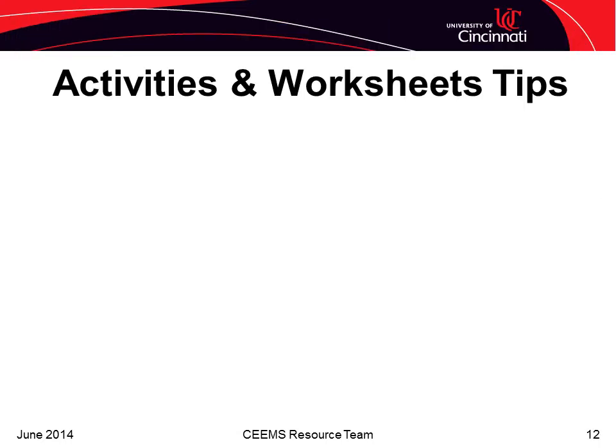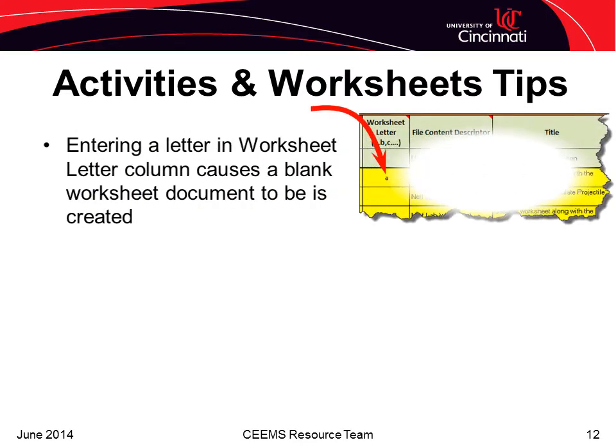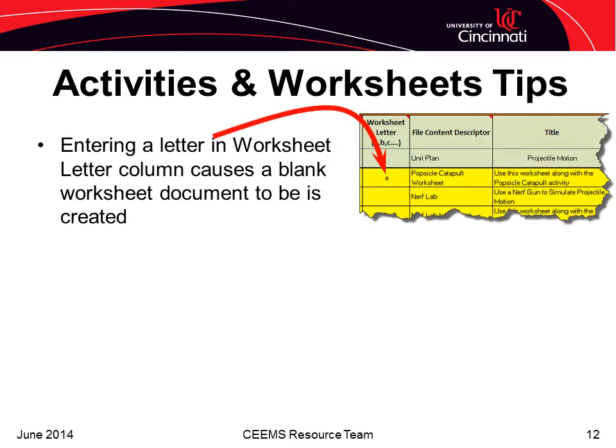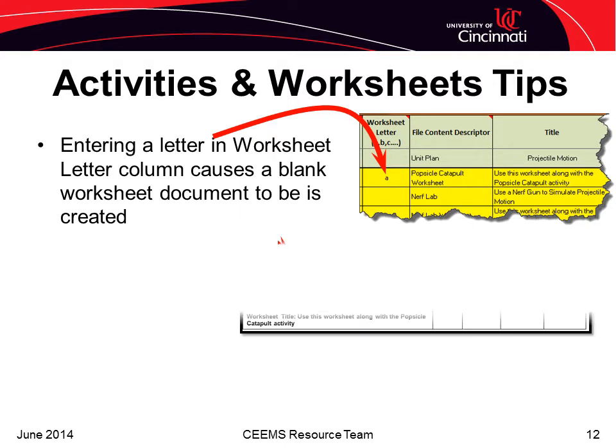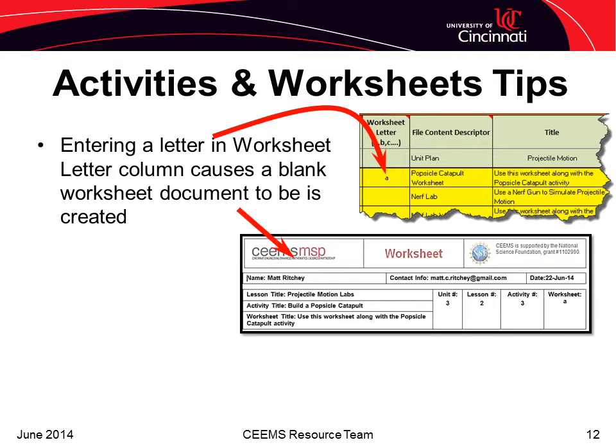Some tips on filling out the Activities and Worksheets tab include the following. When you enter a letter in the Worksheet Letter column, it causes the unit file generator to create a blank worksheet document as shown here. Information entered in the title column will appear in the header of the worksheet document. This header information is to remind you of what goes in the worksheet, so be specific when you fill in the title column.